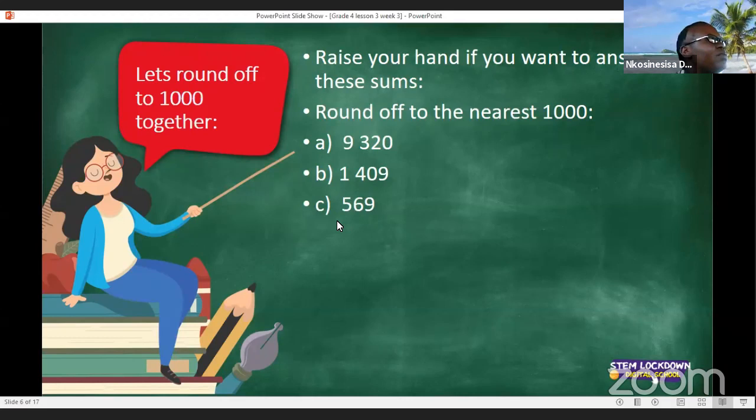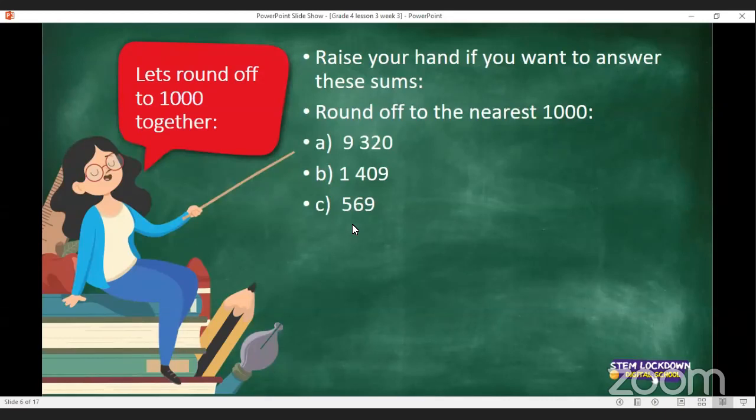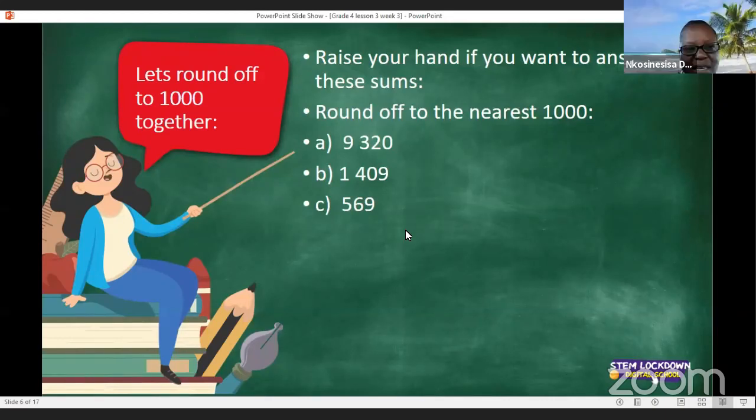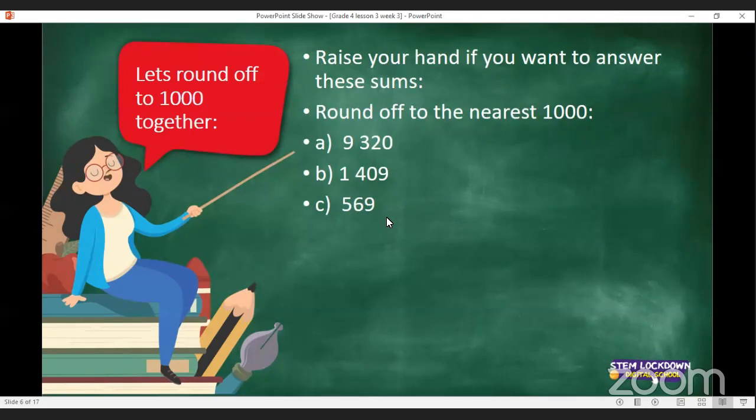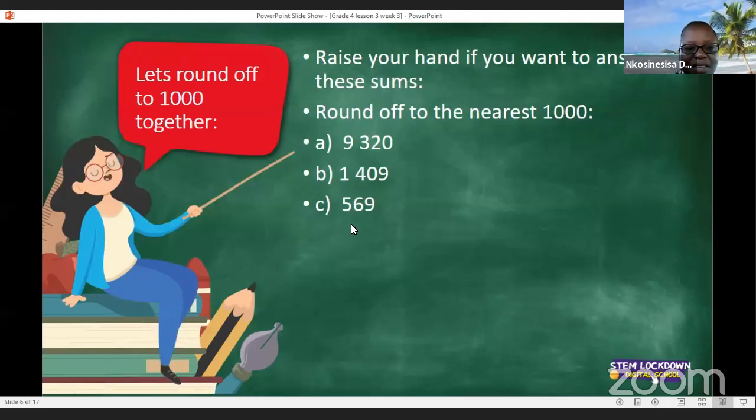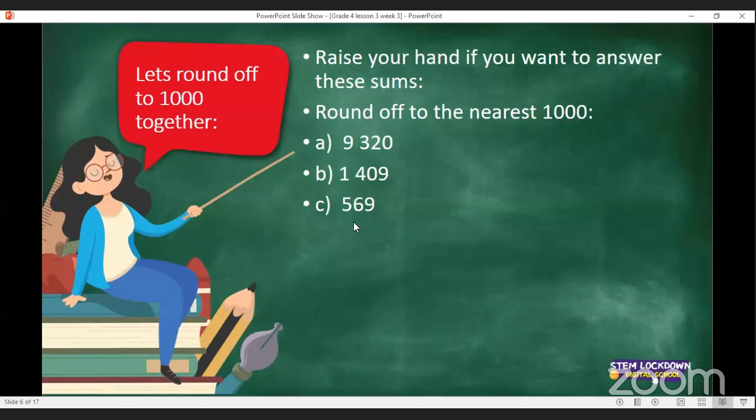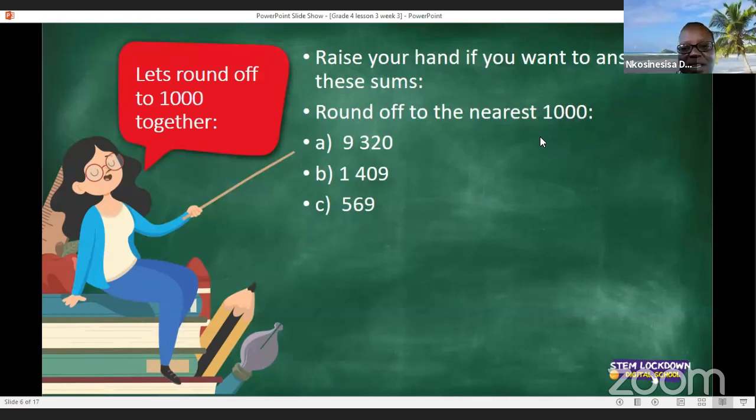And then can we get someone for number C? Someone for number C? Okay, yes, you can talk. We were commenting a lot. Someone muted. Okay, you can answer. Ma'am, are we answering question C? Yes, question C. Ma'am, are we going to round off to the nearest 100? We are rounding off to the nearest 1000. So let's use those rules of the rounding coaster. What does rule number 1 say?